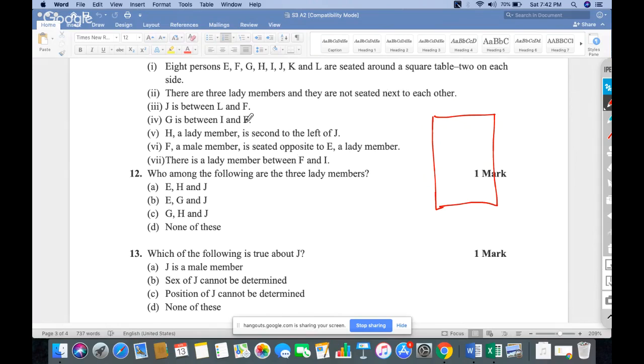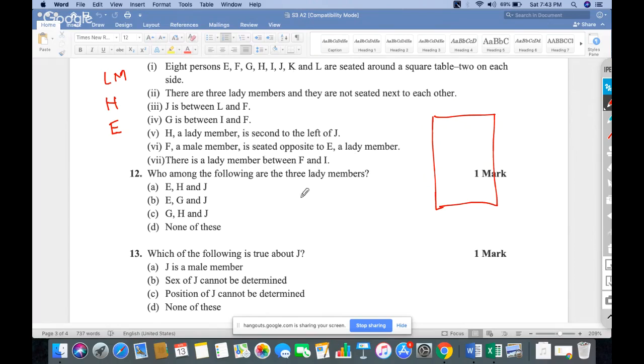Okay. J is between L and F. G is between I and F. H is a lady member. It's second to the left of J. F is a male member, which is seated opposite to E, a lady member. So how many of them are lady member? I have identified H is a lady member. I have also identified E is a lady member. And there is a lady member sitting between F and I. So that I'll get after putting out the sitting arrangement.